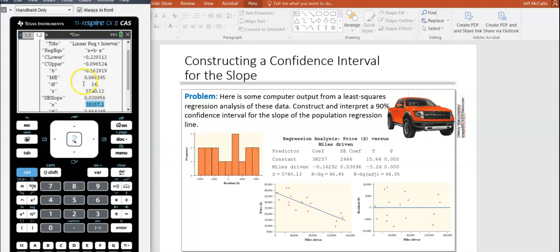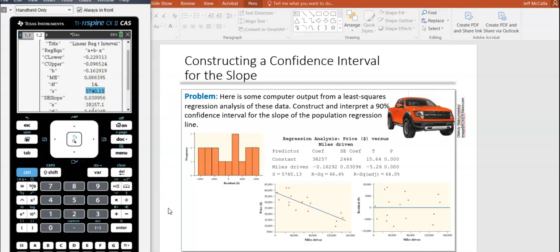You can see the standard error of the slope is 0.03. Right next to the slope is the number 0.03096. That's the standard error of the slope. It also gives you the standard deviation, which is 5740.13. So it gives you all those numbers. The other numbers we don't really need right now. We just need those four numbers, which they'll ask you about.